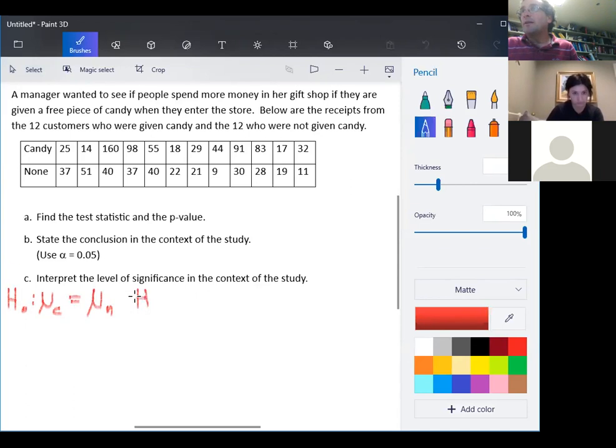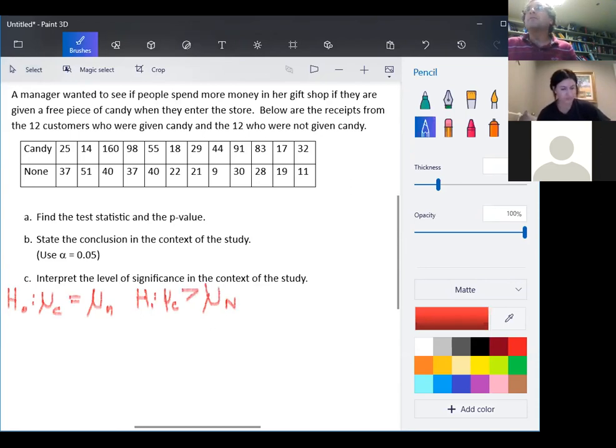And then H1. Okay, we're still going to have a mu candy, mu C. And now what inequality? Mu C is greater than. Yeah, greater than, because the keyword is more. Do you see that? I don't give trick questions, but you do have to look for words like more. And hopefully you all know more is the greater than sign. Any questions so far?